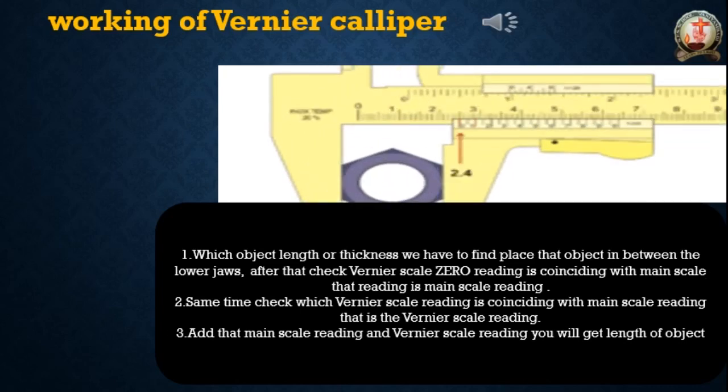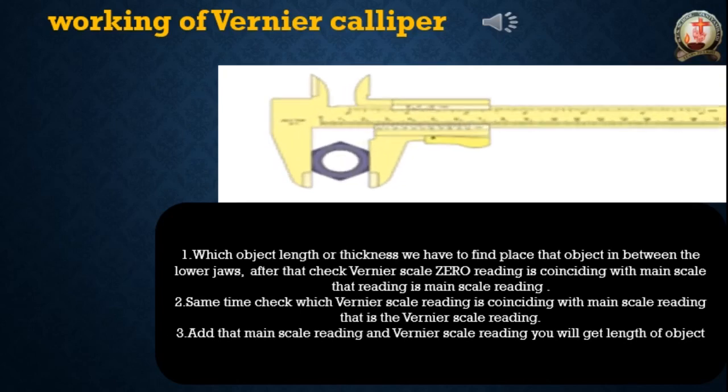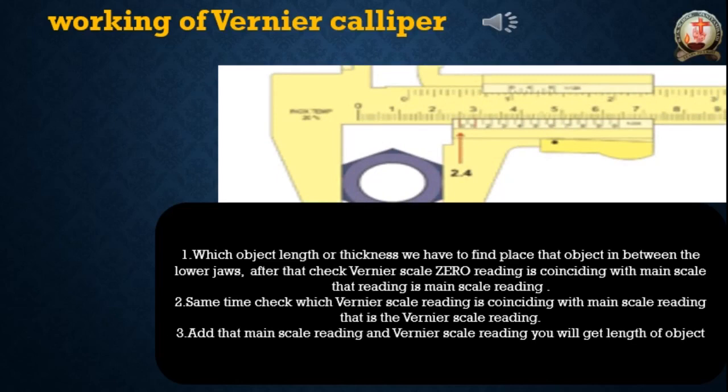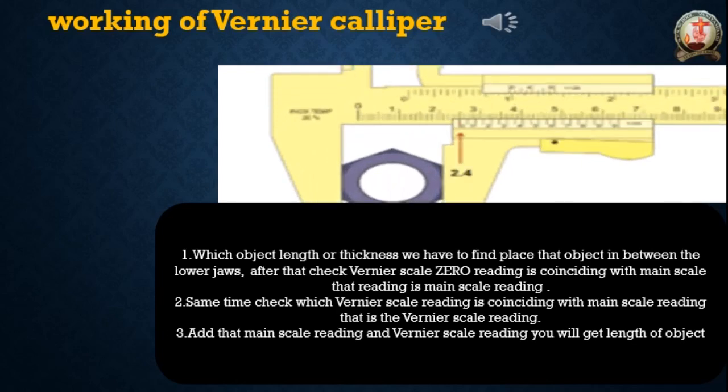Okay, now in this way you have to find the length or thickness of any small object. But you have to remember, after finding the vernier scale reading, you must multiply it by the least count value. Okay, so remember, to find the length of any object, first of all you have to find the main scale reading. After that you have to find the vernier scale reading. Then after finding the vernier scale reading, you have to multiply with the least count. Then finally you can add both values, main scale reading and vernier scale reading. Okay, so this is the working of the vernier caliper.